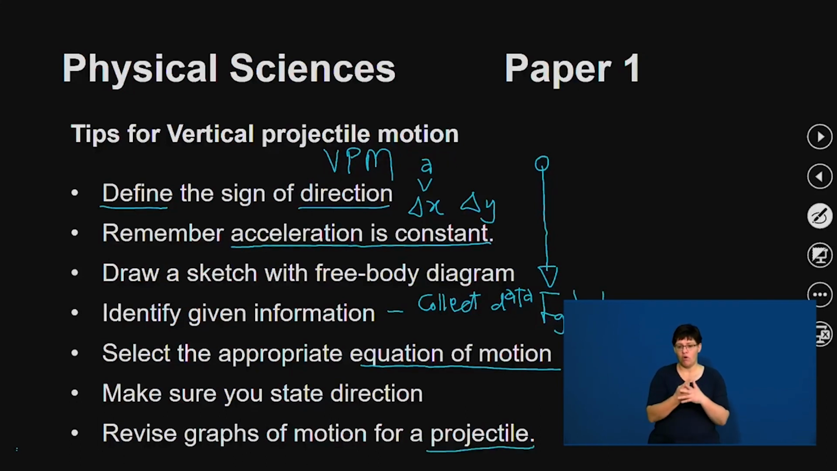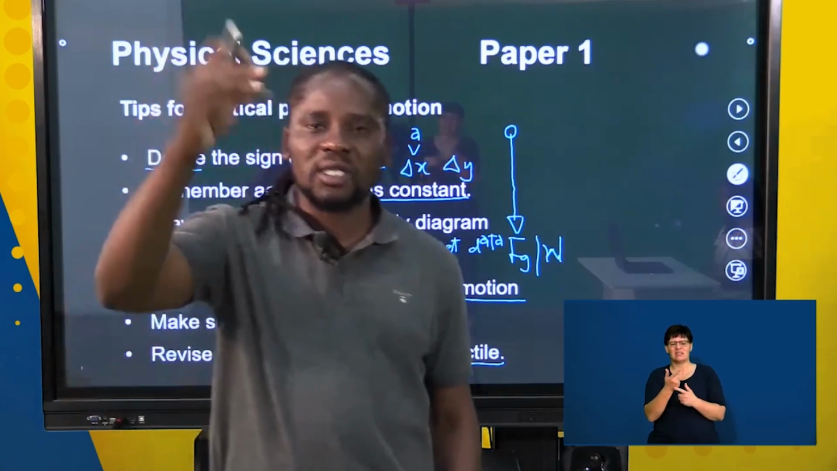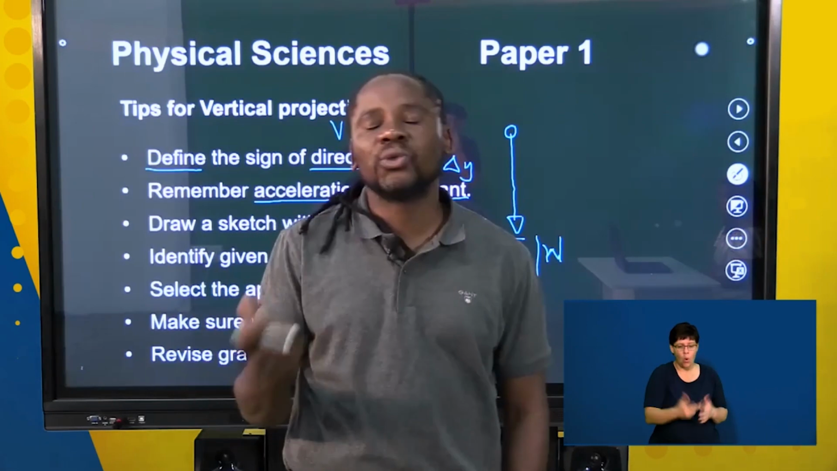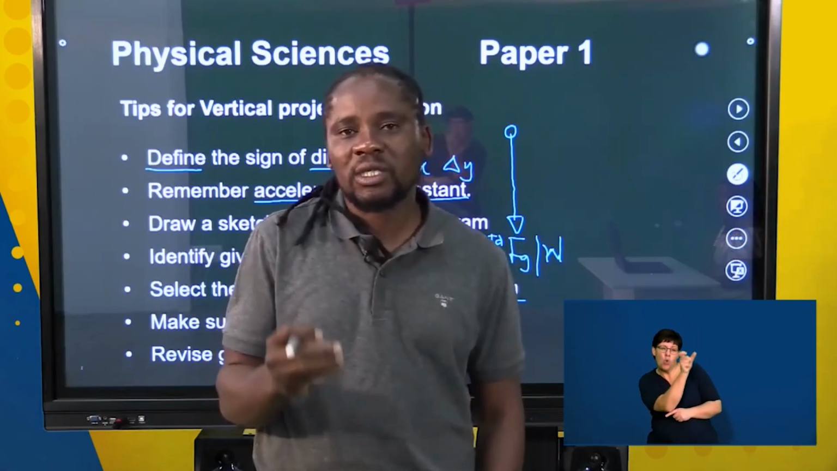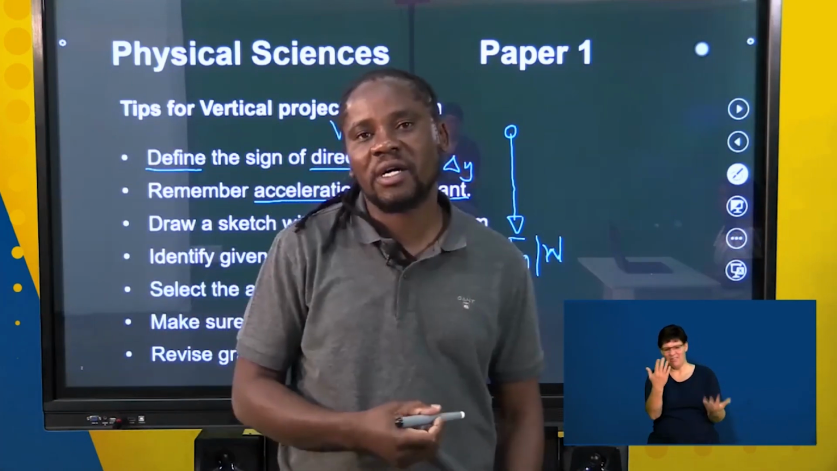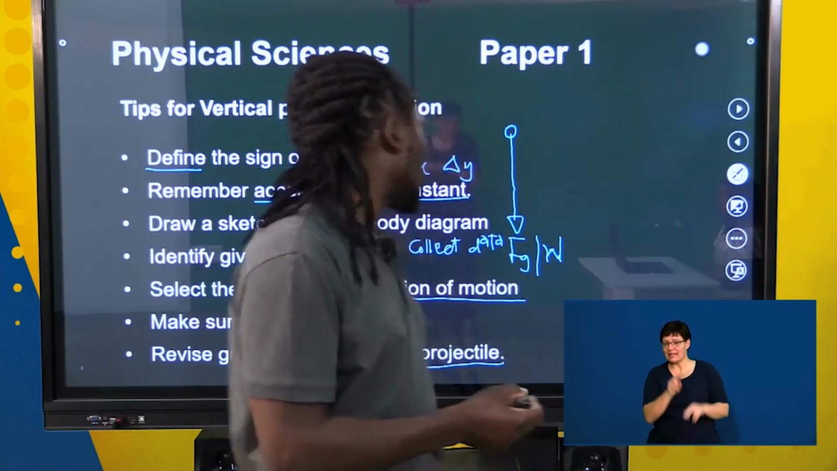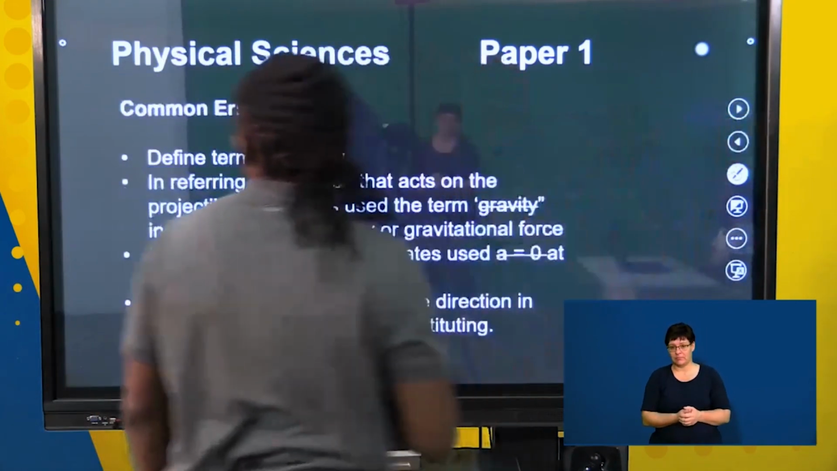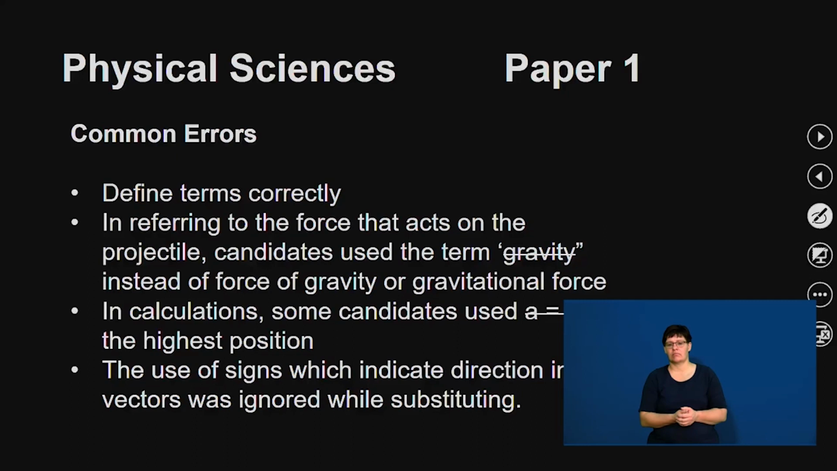Now, also revise graphs of motion for a projectile. So these are different scenarios. It can be an object released, thrown, dropped. Pay careful attention to the words because they've got scientific implications in terms of what exactly happens as far as that particular motion is concerned. All right, okay, right. These are some of the common errors that are involved as far as vertical projectile motion. We need to guard against that because marks can be lost in that way.